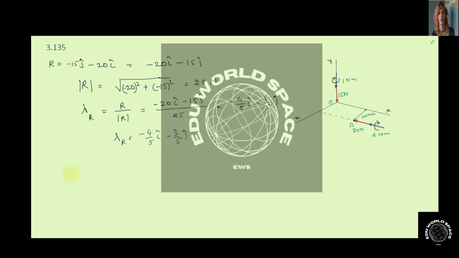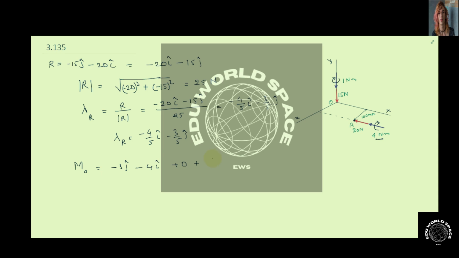Now if we calculate the equivalent moment about O, since 1 Newton meter is acting along the negative y axis, it will be minus 1 j cap. This 4 Newton meter moment is acting along the negative x-axis, so it will be minus 4 i cap. This 15 Newton force is passing through the origin, so its moment effect will be 0, and this 20 Newton force is at a distance of 100 mm. All the units are in meters, so we will convert this 100 mm into meters, so it will be 0.1 meter.